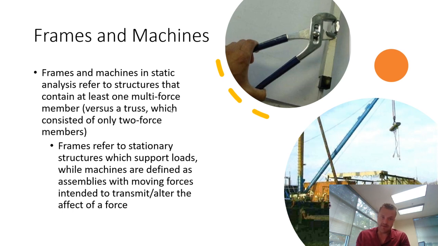In order to differentiate frames versus machines, the text usually uses frames to refer to assemblies of members that remain in place or stationary and are intended to support loads. Machines are assemblies where some of the parts move, and the main objective is to take a force applied at one point and alter the way that it works. The simplest example of a machine is a hand tool, like the pliers at the top, where the entire intent is to take the force you apply at the handles and translate and alter it within the grips or mouth of the plier.